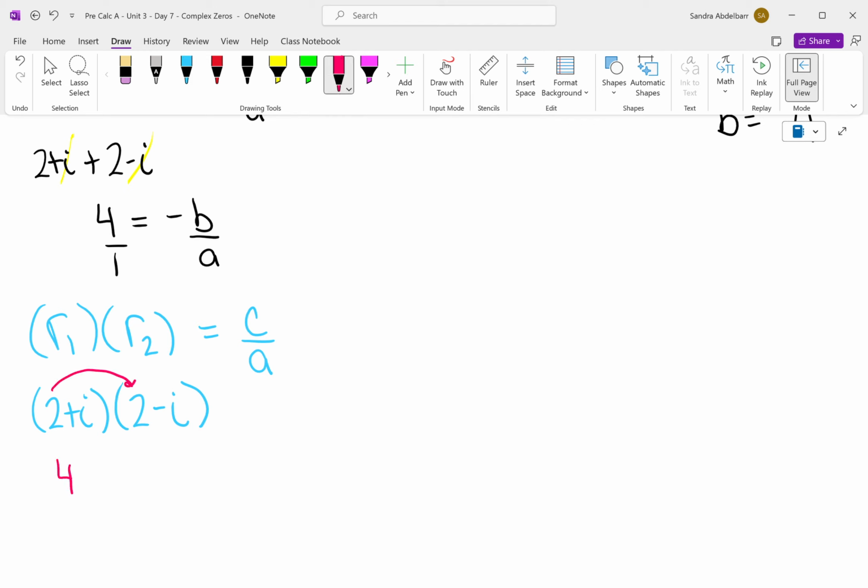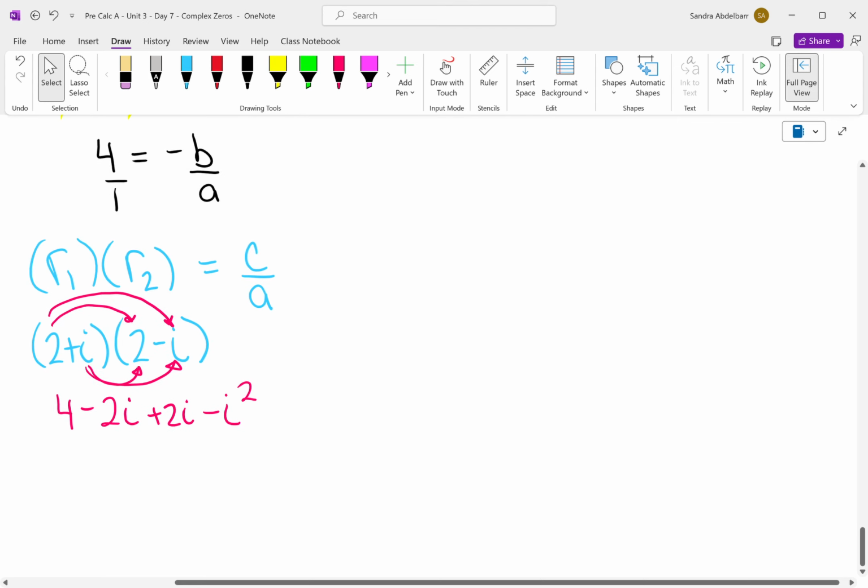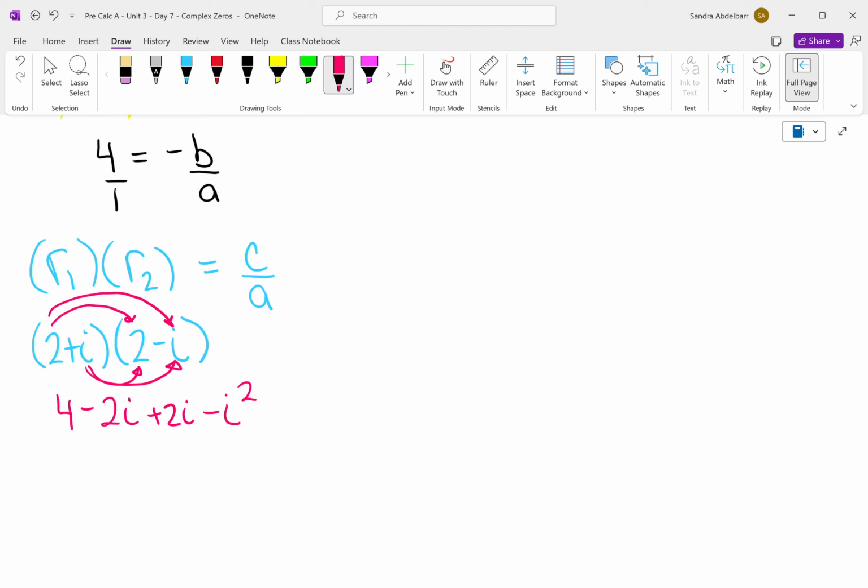If you want to FOIL this out, you can. 2 times 2 is 4. 2 times negative i is a negative 2i. i times 2 is 2i. i times negative i is a negative i squared. What's negative i squared? You got it. So the i's cancel, and then we're just left with 4 plus 1, which is 5.